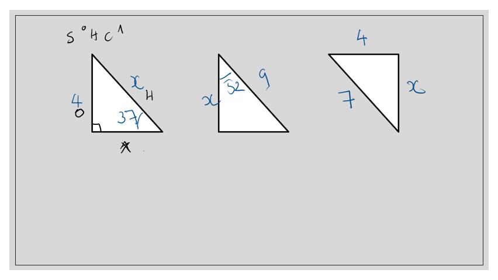So I'm going to use O and H. So it's sine 37 equals 4 divided by x. Now, x is on the denominator here. So that means that I need to do 4 divided by sine 37.